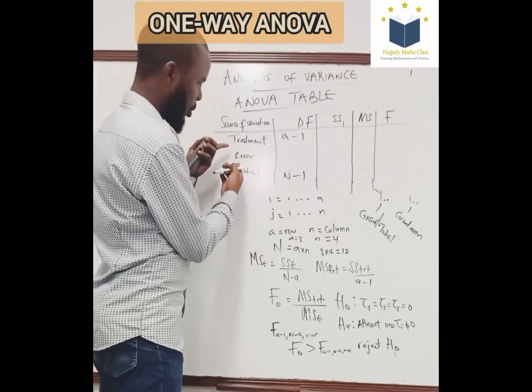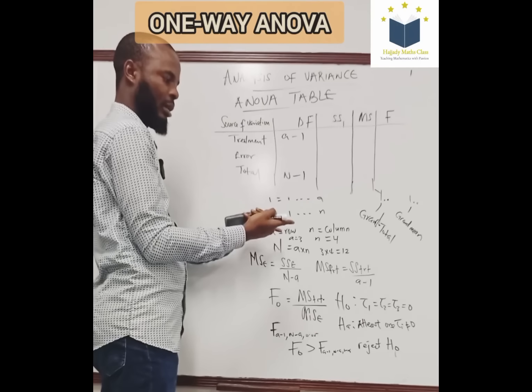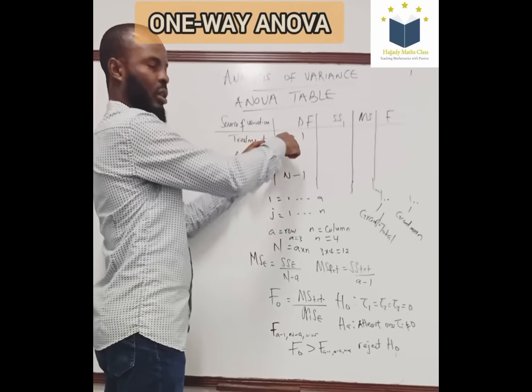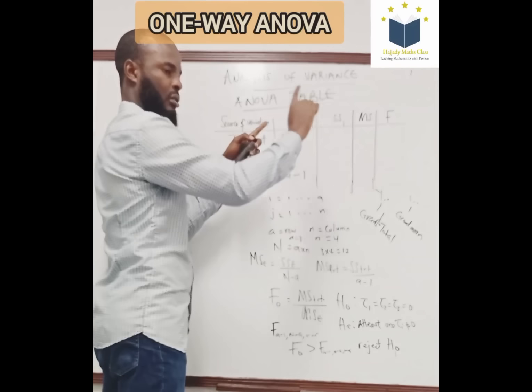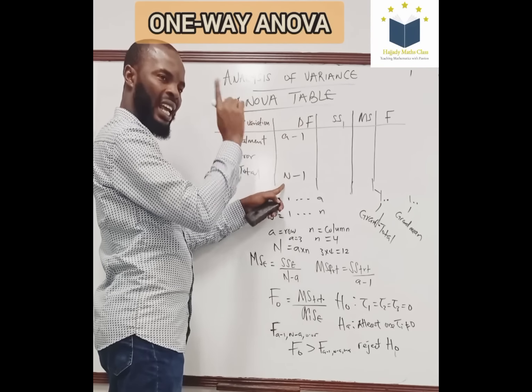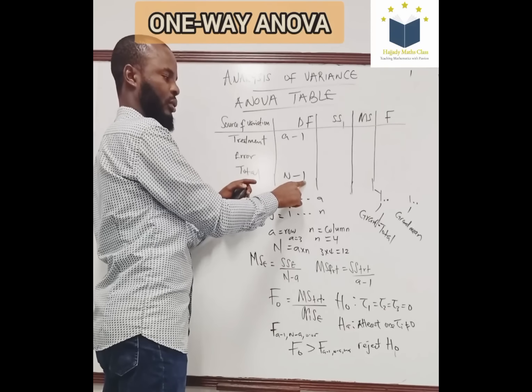So, for you to get your error, the degree of freedom for error, although I said N minus A, how do we get N minus A? Don't forget that for treatment, A is the number of rows, just subtract 1. For the total, which is AN, that means you calculate all the units, subtract 1.